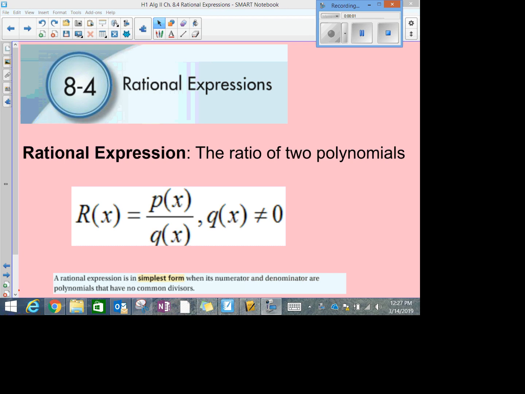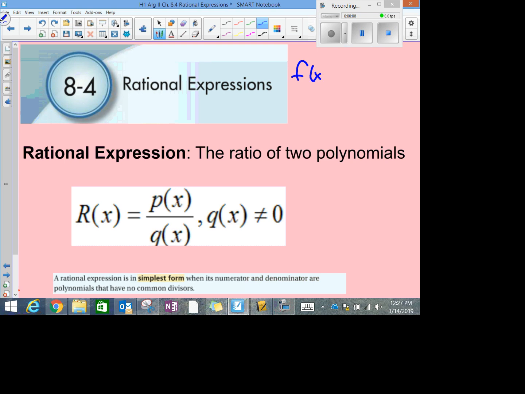Today's subject is rational expressions. If you remember back when we did functions, remember when we did f of x over g of x, which was division? I said that when you've got something like this, all you're going to do is write whatever f of x is over whatever g of x was, and I told you not to go any further.